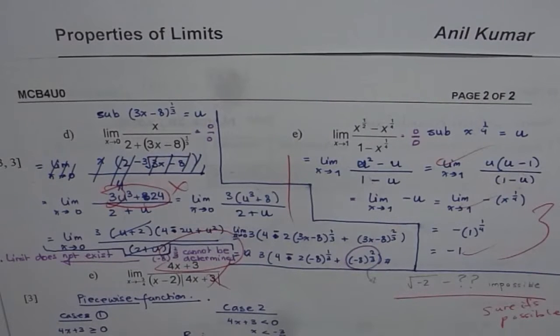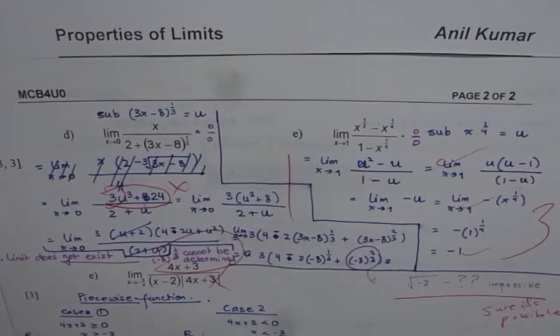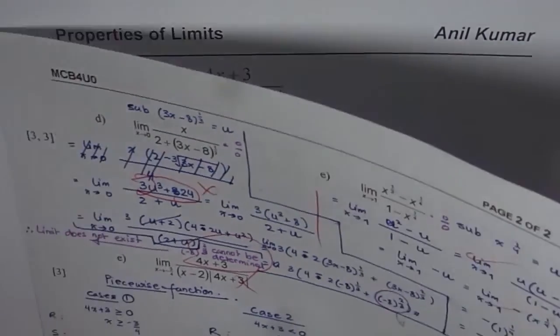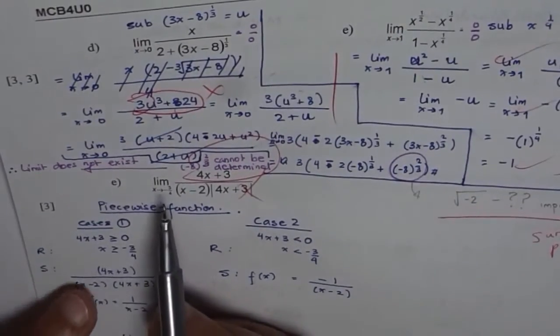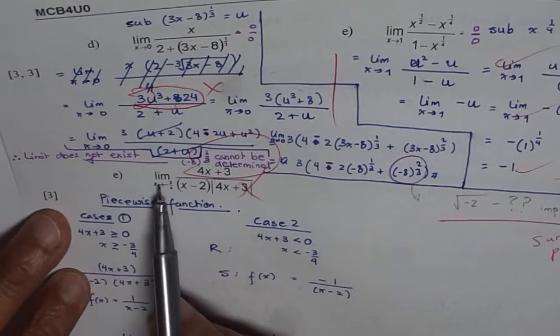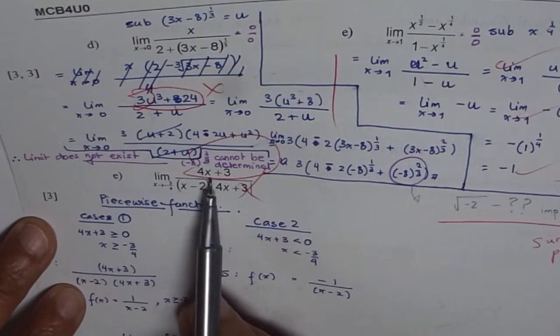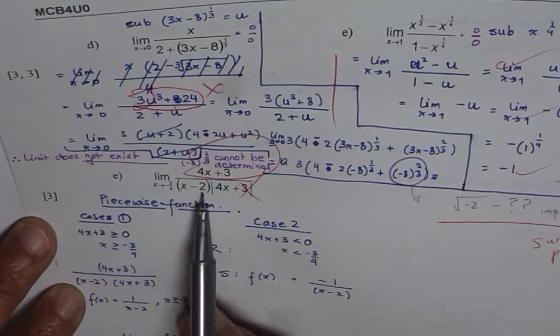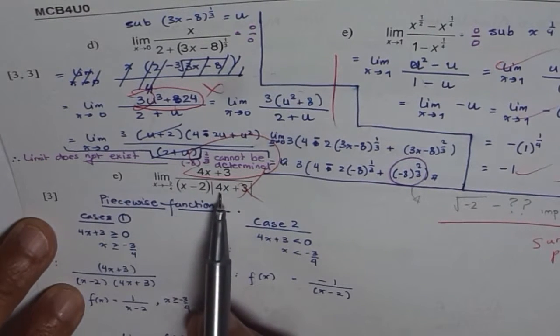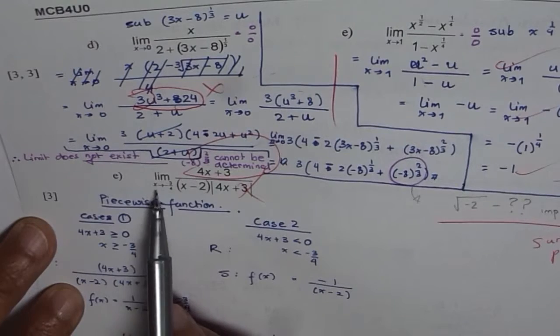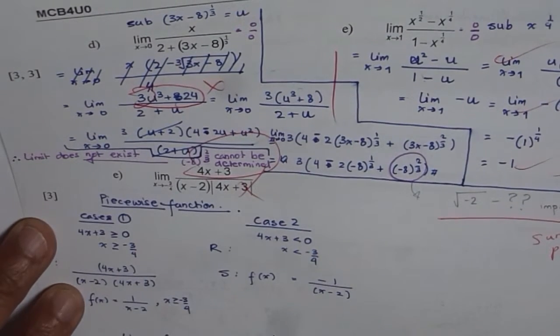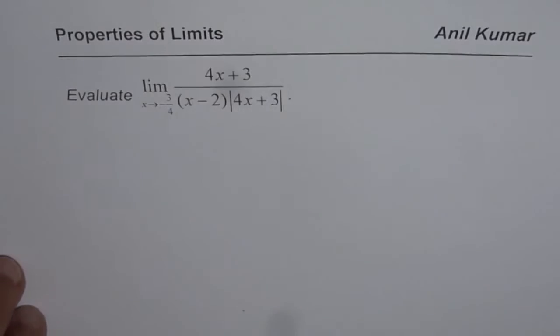I'm Anil Kumar sharing with you some interesting questions from previous test papers, and this one is a very good question. Here we have part E: the limit of the function (4x plus 3) divided by x minus 2 times the absolute value of 4x plus 3, when x approaches minus 3 over 4. Let us see how to solve such a question.